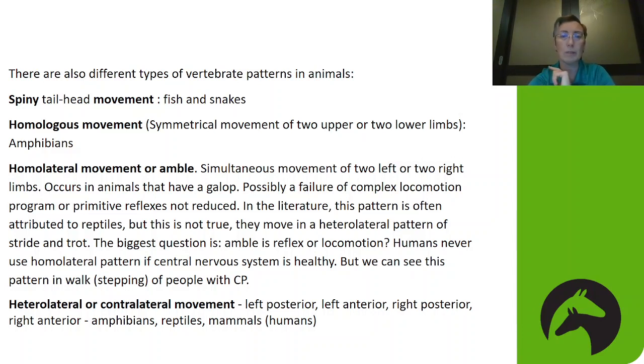Now we are speaking about vertebrate patterns. And heterolateral or contralateral movement. It means left posterior, first left anterior, right posterior, right anterior. And of course, all of us mammals, and amphibians and reptiles, all these animals use this heterolateral movement.